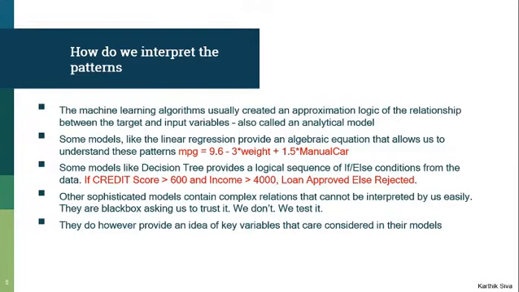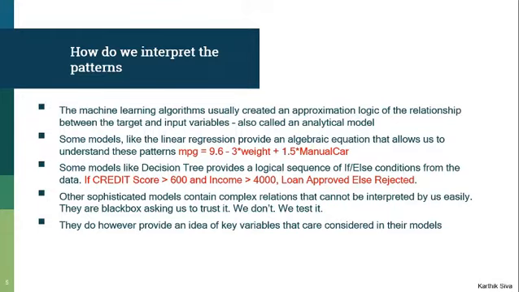So the next question is, how do you interpret these patterns? So we kind of understood different techniques are being used, but what does that mean? So usually the machine learning algorithms create something called an analytical model, which is a simple approximation logic of the relationship between the target and the input variables. I use the word approximation, reason being, it may not be accurate. It is trying to generalize the relationship between your target and input, knowing that no answers may be perfect.